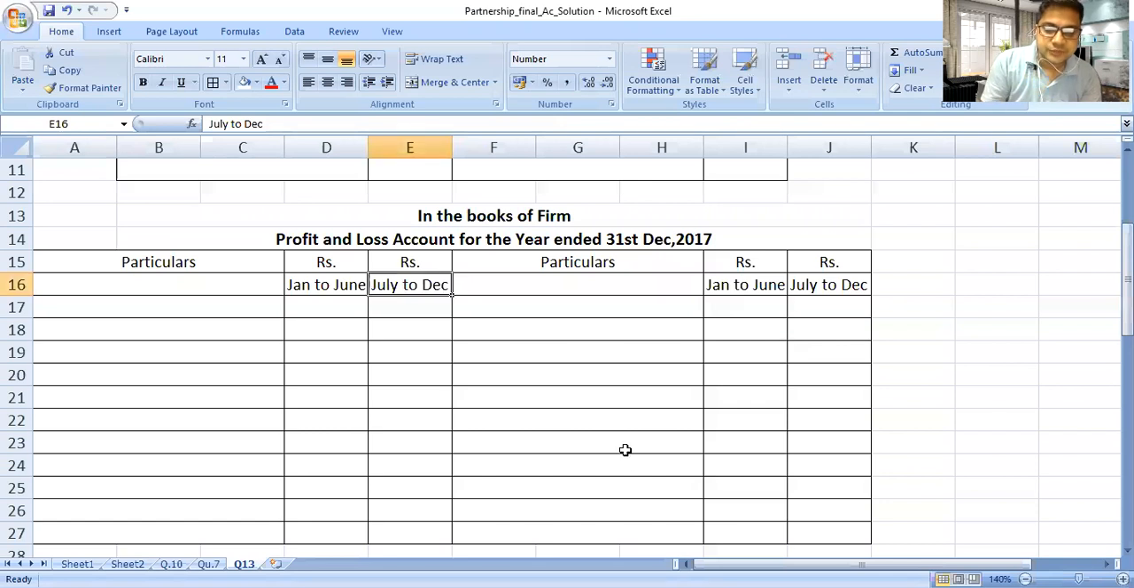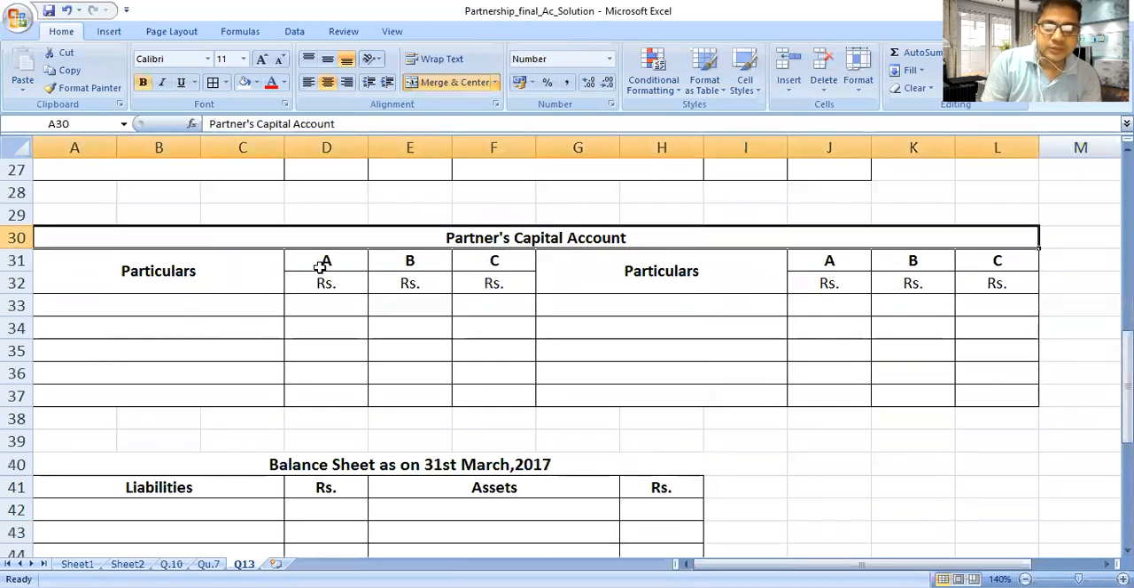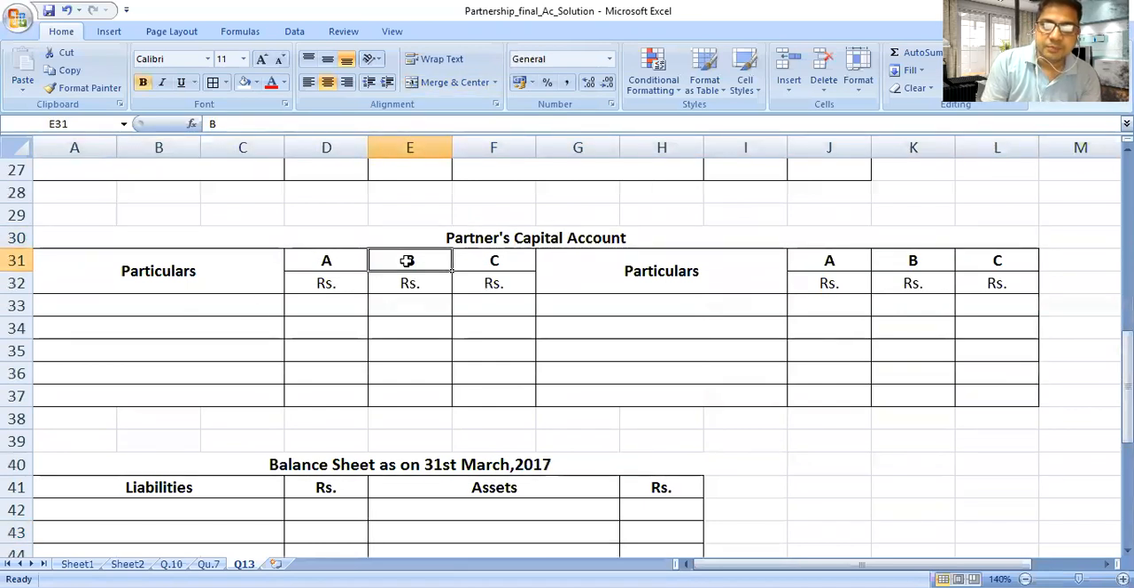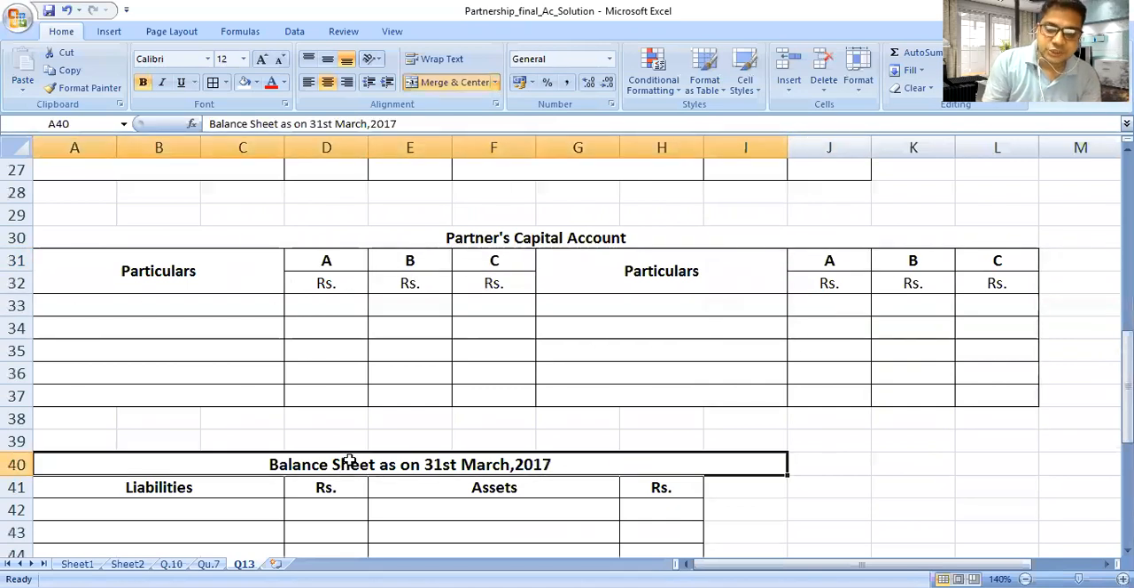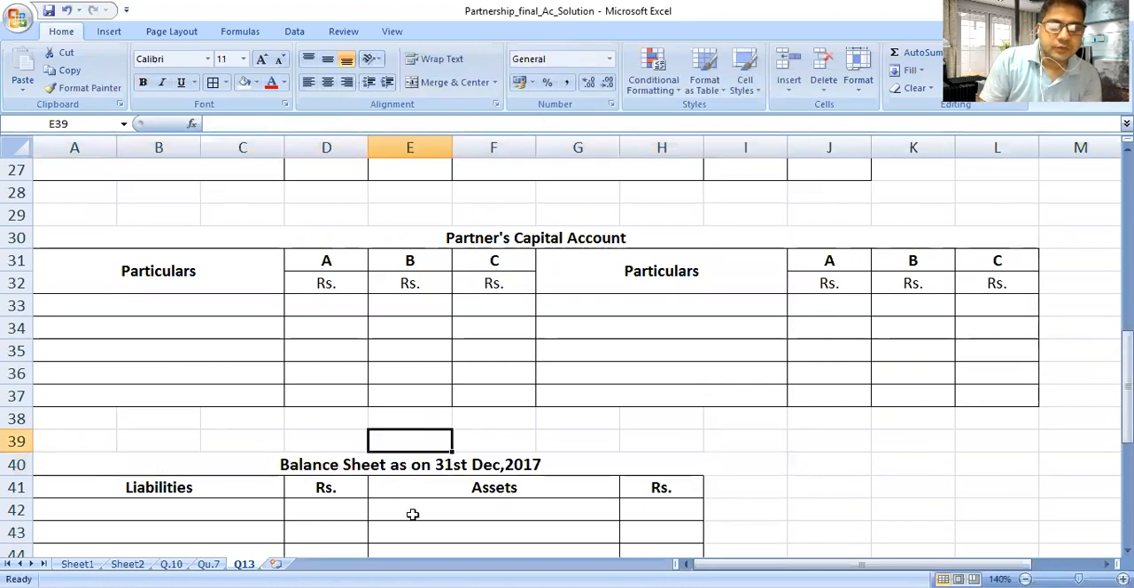Then after that, friends, we will prepare the partners' capital account. There are three partners, A, B, and C, with debit side and credit side for A, B, C. Then the balance sheet we will prepare, also as on 31st December 2017. It is a normal balance sheet that we are going to prepare. These things you have to keep in mind, how we will prepare our books of records and our final accounts.